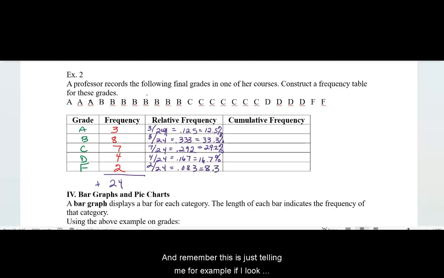And remember, this is just telling me, for example, if I look at the percent, that 8.3% of the grades were an F. 12.5% of the grades were an A.